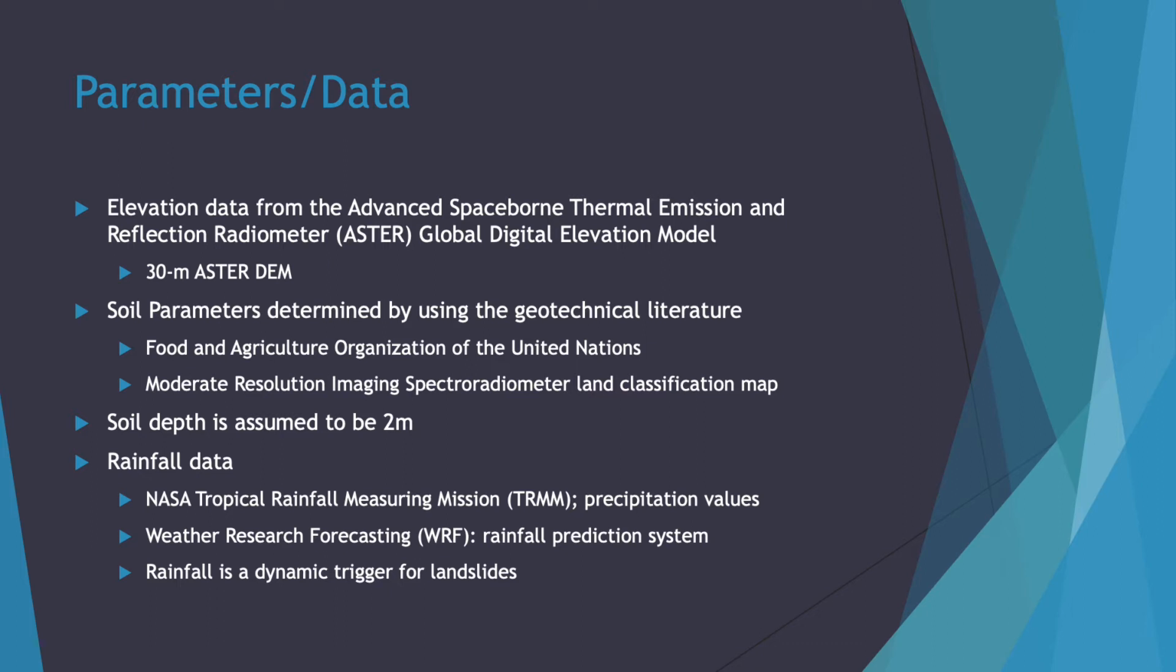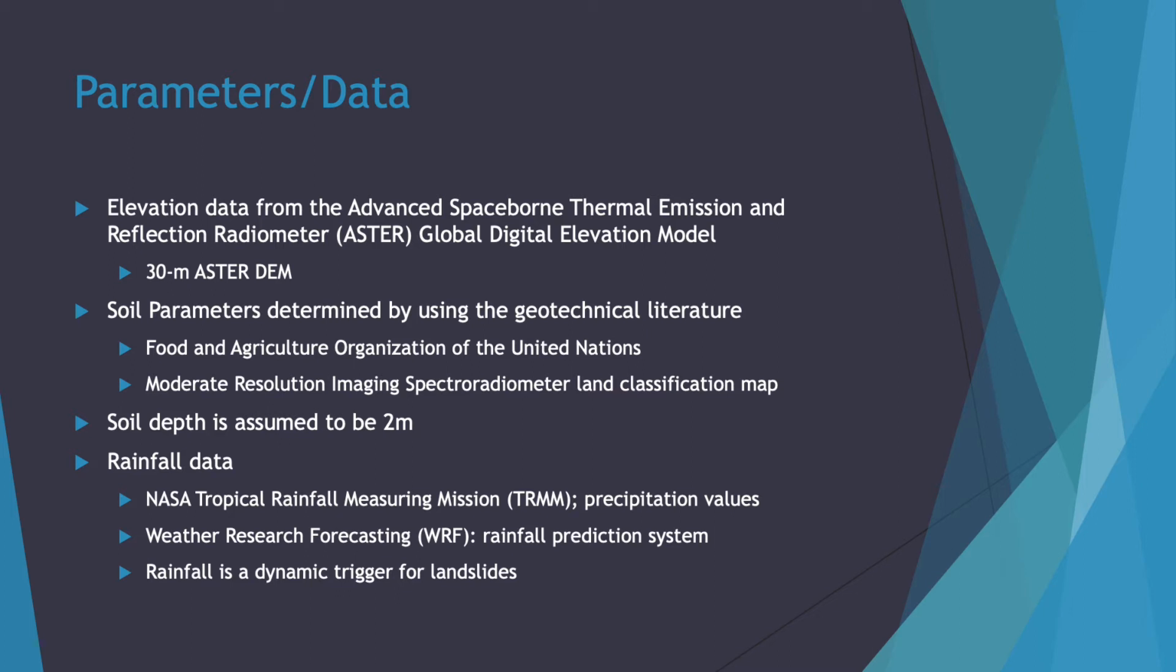Next, soil parameters needed to be defined. This information came from the Food and Agriculture Organization of the United Nations, using a moderate resolution imaging spectroradiometer land classification map, and soil depth was assumed to be 2 meters for accuracy.